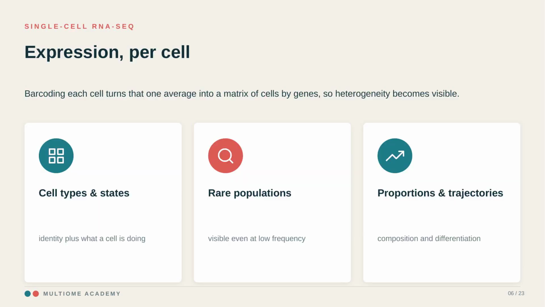Single-cell RNA sequencing barcodes each cell, turning that one average into a matrix of cells by genes. Suddenly heterogeneity becomes visible. You can see cell types and states, detect rare populations even at low frequency, and measure both the proportions of cell types and the trajectories cells follow as they differentiate.